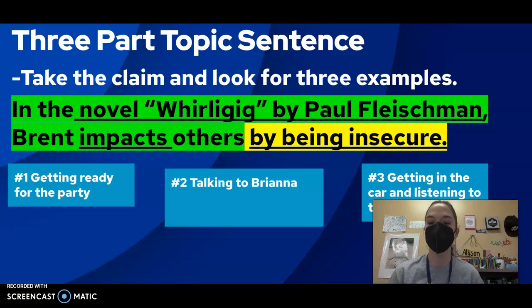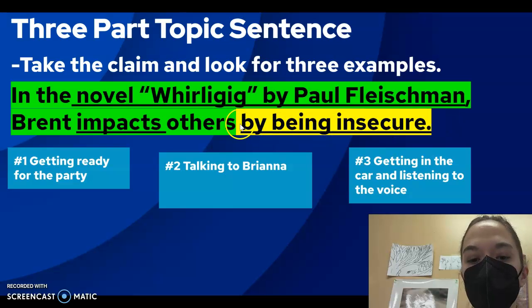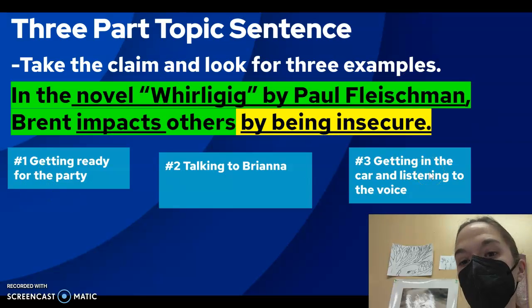Now, to fully answer this prompt, we need to bump it up. We need to go ahead and make sure that this has three parts to it. And to do so, we're going to look at the big idea portion. So we're going to keep name it, verb it, that looks great. But we want to now break this into three different parts. What are three ways in the novel that we see Brent being insecure? I'm going to list those out, and then I will rewrite my sentence.